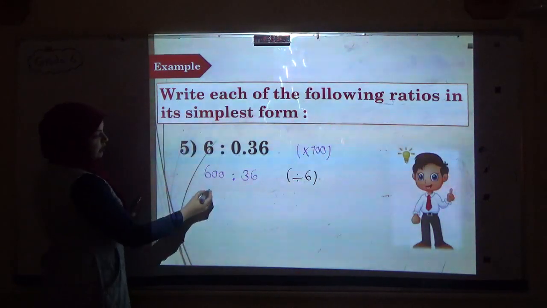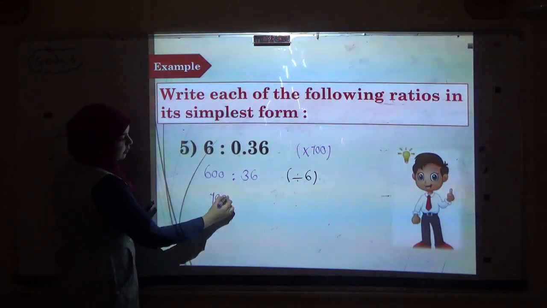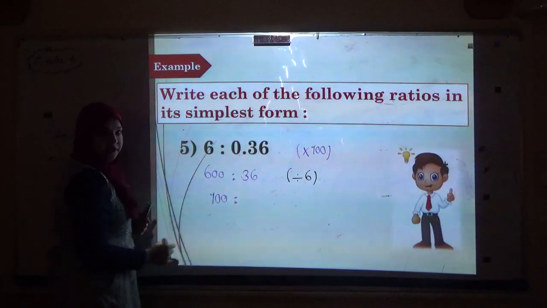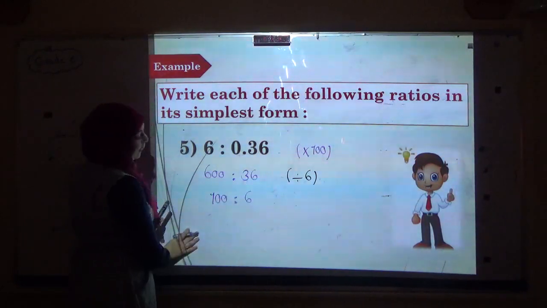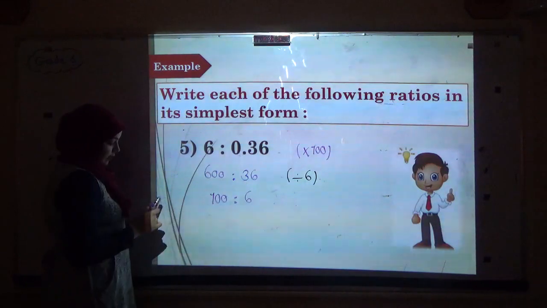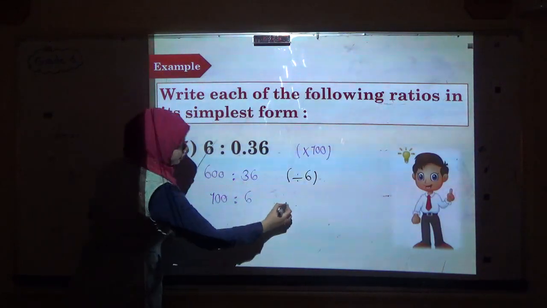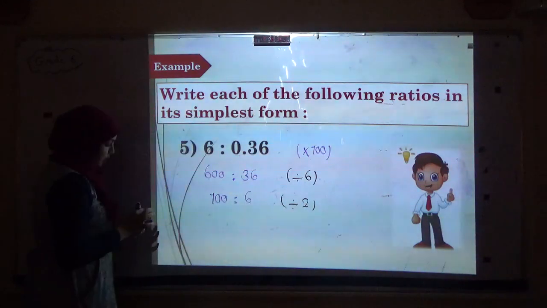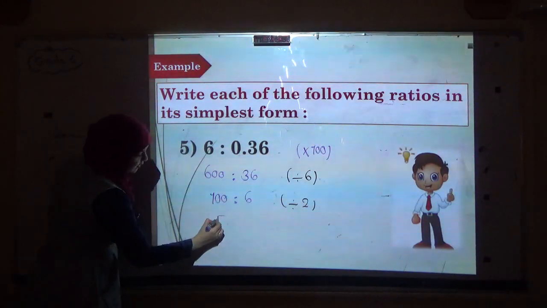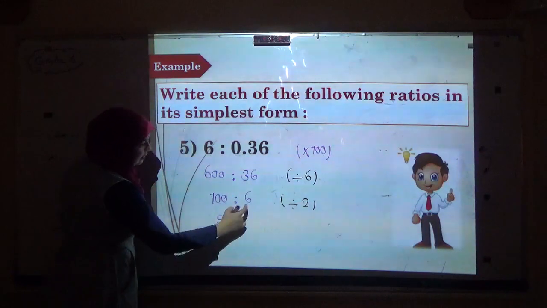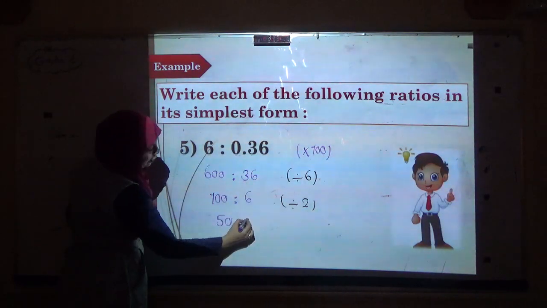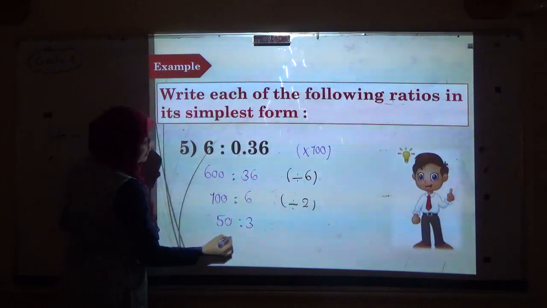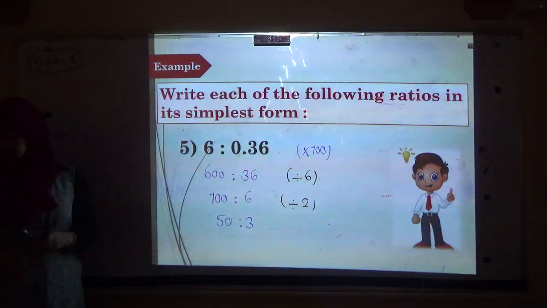600 divided by 6 equals 100, and 36 divided by 6 equals 6. 100 and 6 have a common factor, which is 2. So we will divide the two terms by 2. 100 divided by 2 equals 50, and 6 divided by 2 equals 3. And 50 to 3 is the simplest form of the ratio.